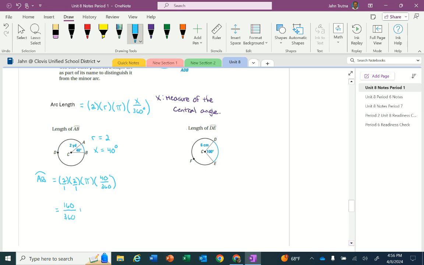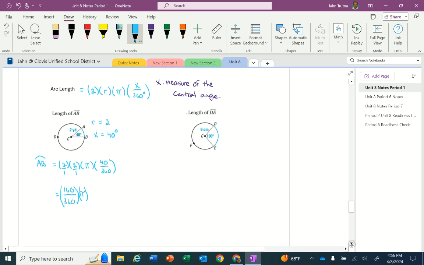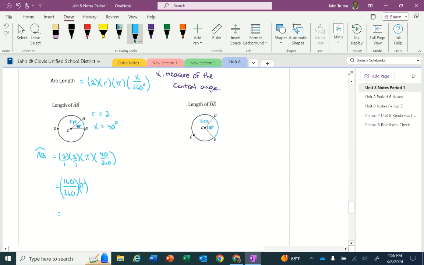And so I get an answer of 160 over 360 times pi. We're not going to multiply out pi, but what we can do is reduce the fraction 160 over 360. And 160 over 360 reduces down to 4/9.